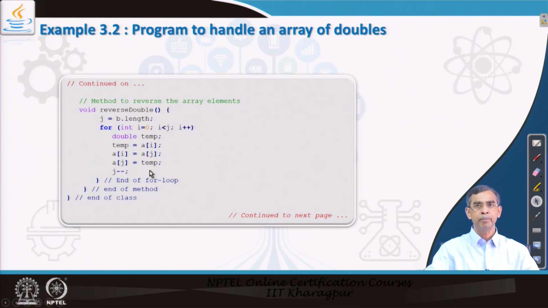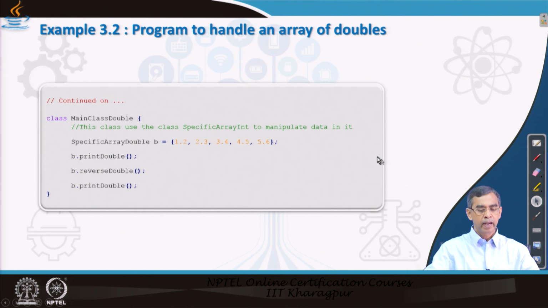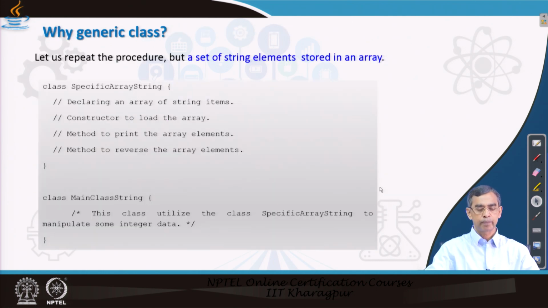The logic is the same, the program is the same, only the data type has changed, and we can call this array of floating point values and then run it. This is the program, but for floating point values.